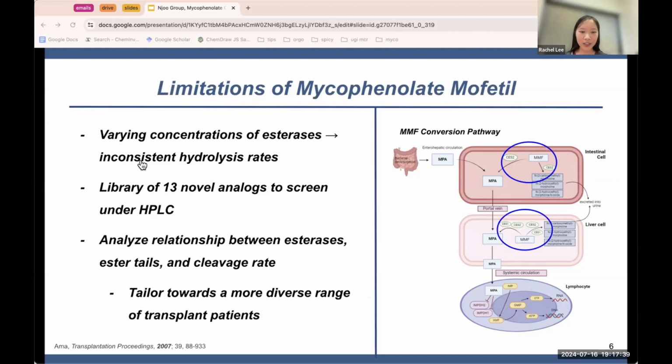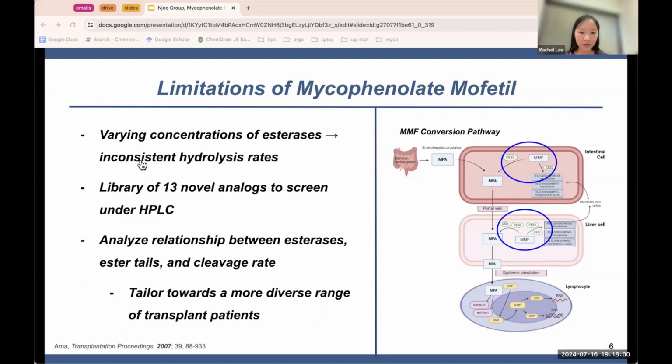However, the varying concentrations of esterases among individuals can lead to inconsistent mofetil hydrolysis rates. To address this variability, we are synthesizing a library of 13 novel ester analogs of MPA to screen their cleavage rates under HPLC with a panel of mammalian esterases.